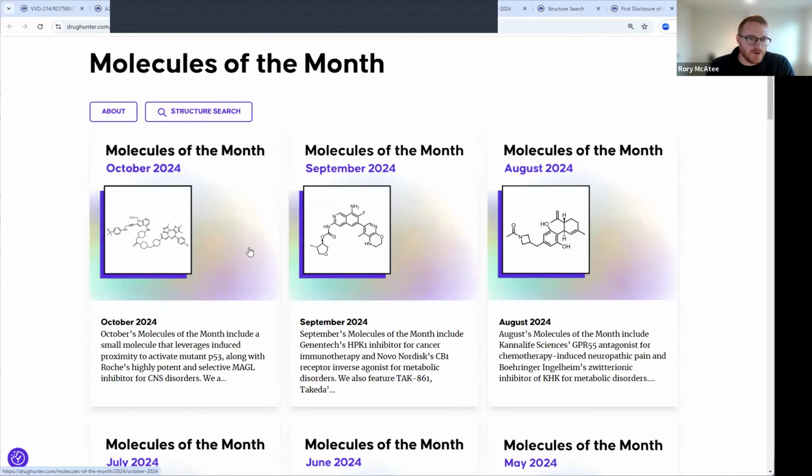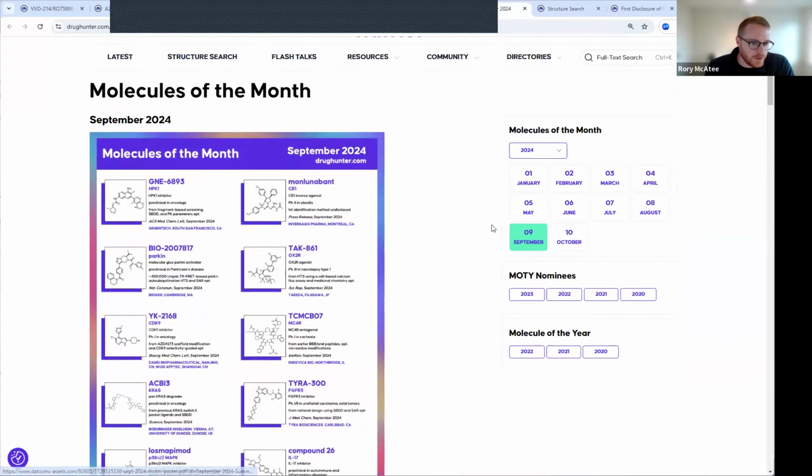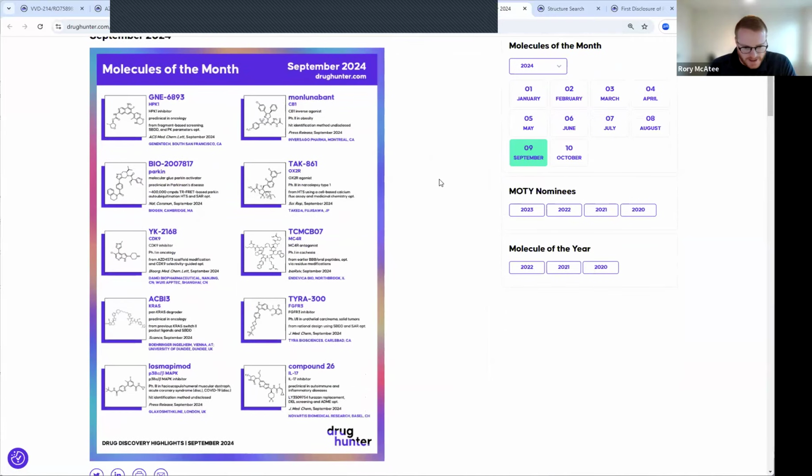So let's select, for example, the molecules of the month, September 2024. This was a really fascinating month. What we provide for you are essentially these downloadable PDF posters of our top 10 molecules that we as a team selected. And we'll get into the nitty-gritty about how we select these molecules. But this is a very nice way to get a feel for what is out there, what companies are working on, and what structural inspirations I can perhaps apply to my project.